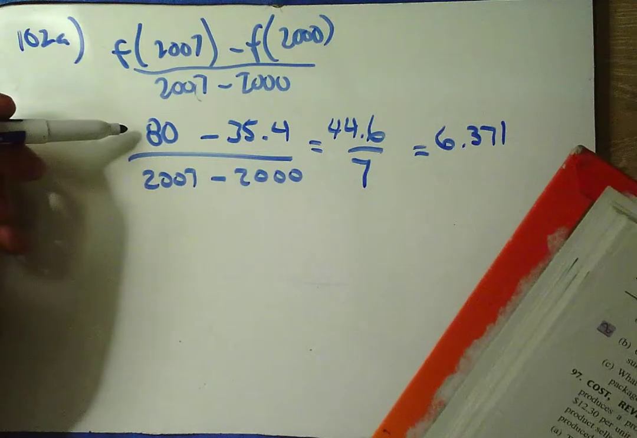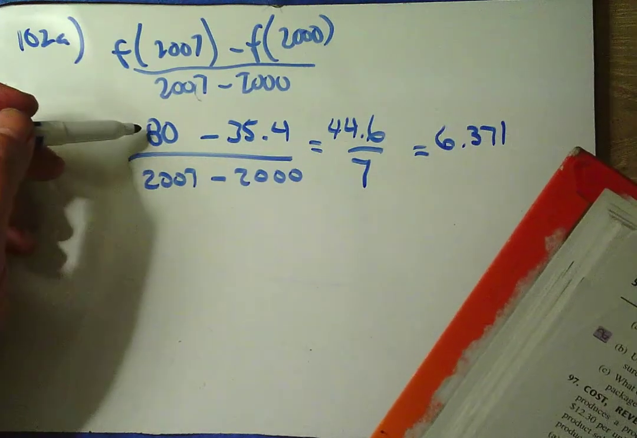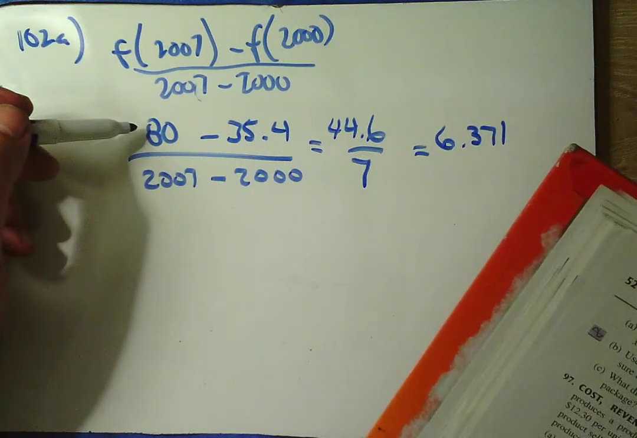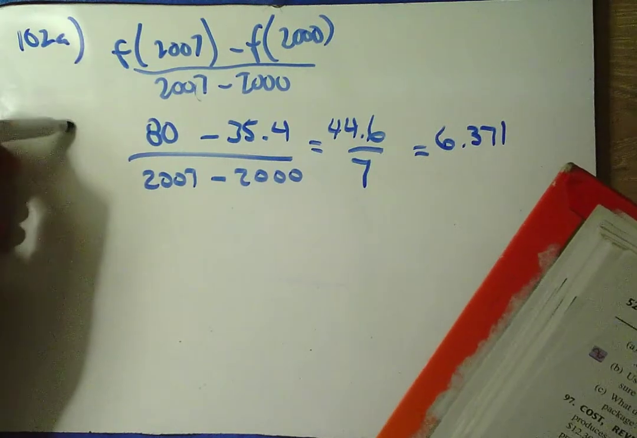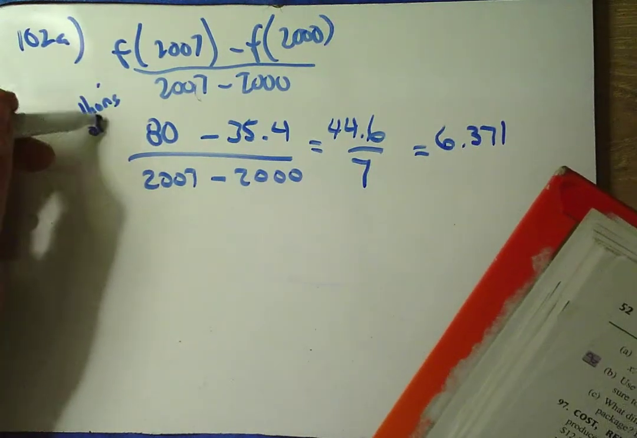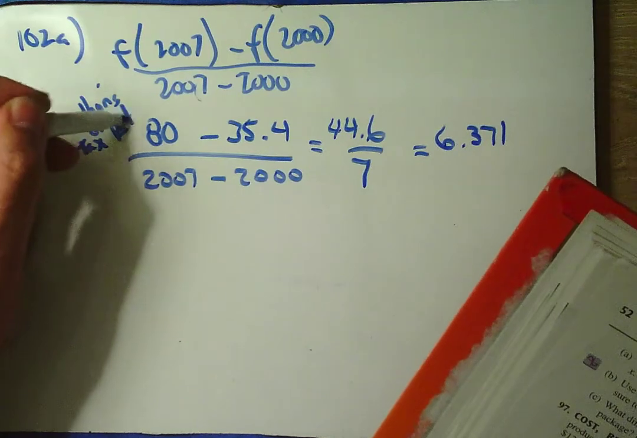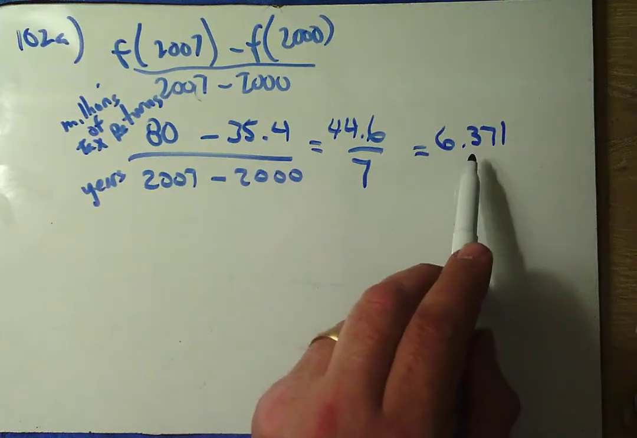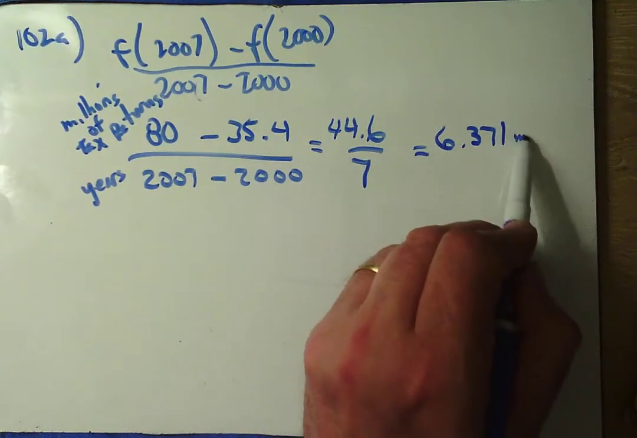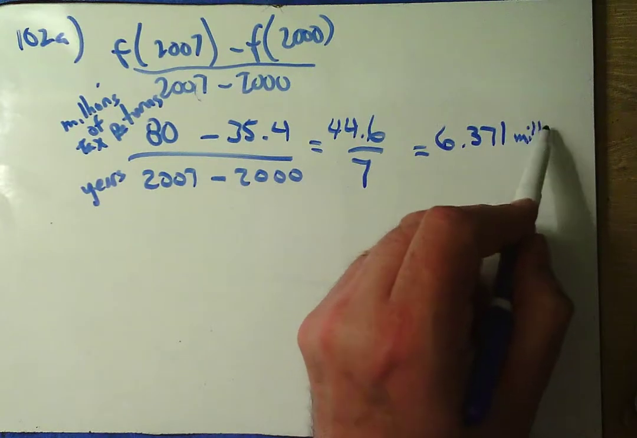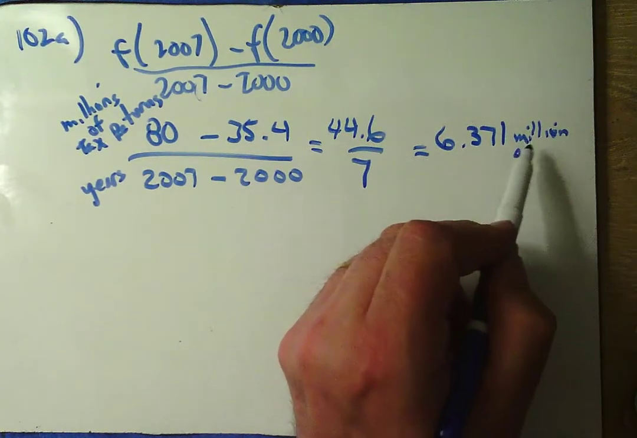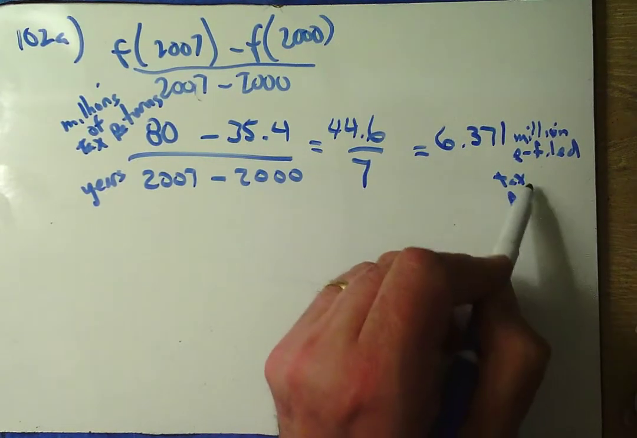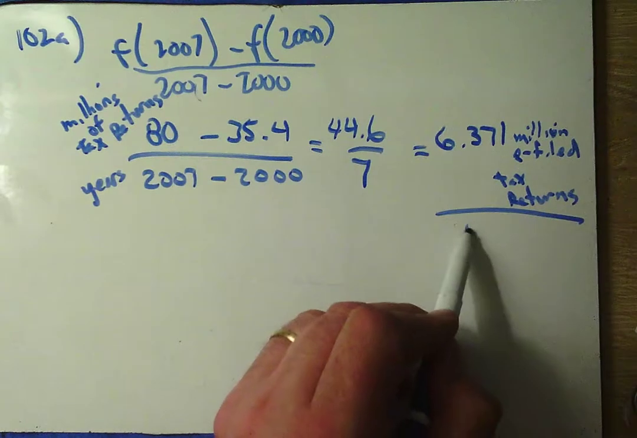Well, this is a slope formula. This is the change in the number of millions of tax returns filed through e-file. This is millions of tax returns on top, and on the bottom, we have years. So what is this number? Well, this number is 6.37 million e-filed tax returns per year.